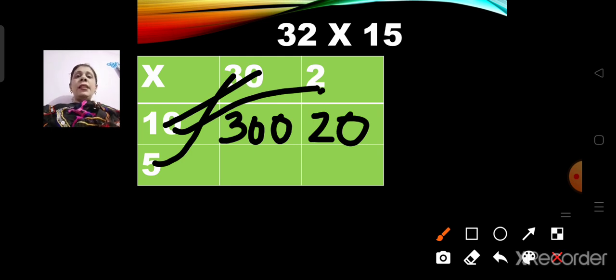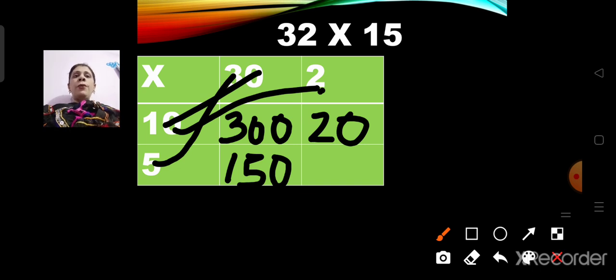3 ones are 3, 3 twos are 6, 3 threes are 9, 3 fours are 12 and 3 fives are 15. So I will write here 15 and 0. We have 1 zero in 30. We don't have any zero in 5. We have only 1 zero in 30, so I will write it next to 15. So when I multiply 30 into 5, I get my answer 150.